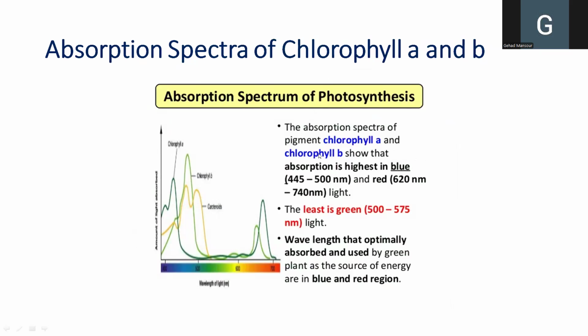So the absorption spectrum of chlorophyll A and chlorophyll B show that the absorption is highest here in the blue range. And this is normal because we do not see the blue color. There are no blue plants. This is because they absorb the blue color, which ranges between 445 and 500, and they also absorb the red spectrum, which is from 620 to 740, and that's why we do not see red plants. The least absorbed, as I said, is green, and that's why we visualize the green, because green is reflected.